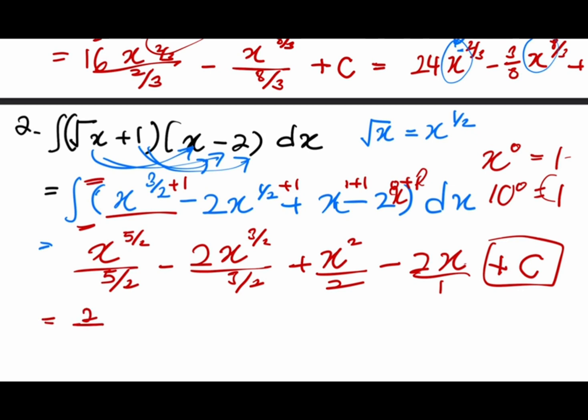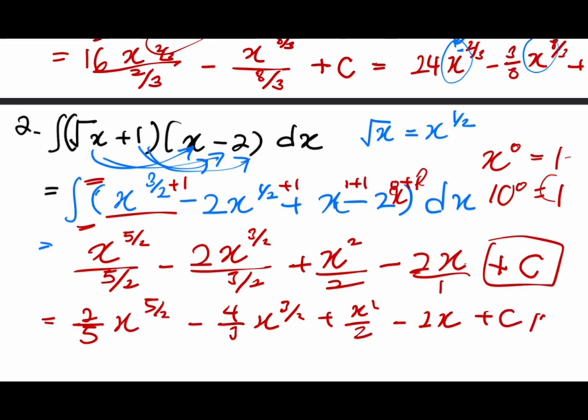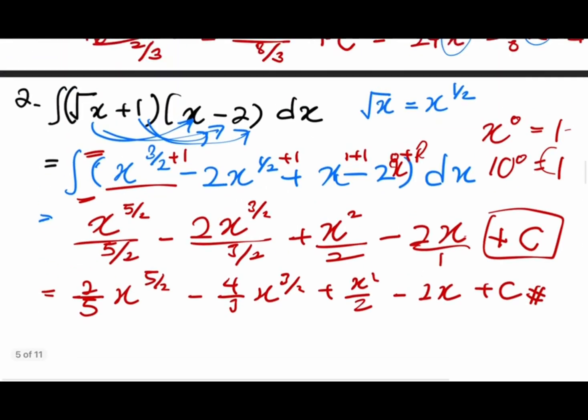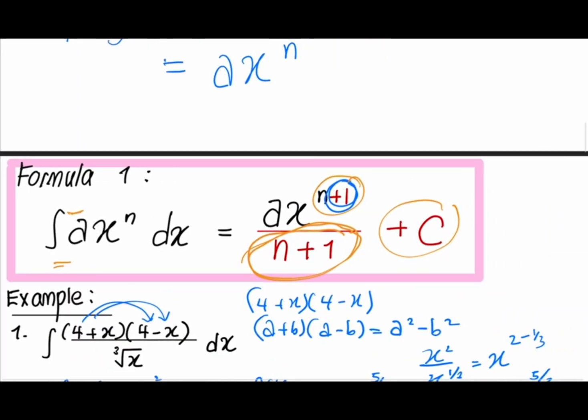So we simplify it, we get 2 over 5 x to the power of 5 over 2, minus 4 over 3 x to the power of 3 over 2, plus x squared over 2, minus 2x plus c. So here is how we get the answer for these questions. It's very, very easy. So as I said, this formula you need to memorize.